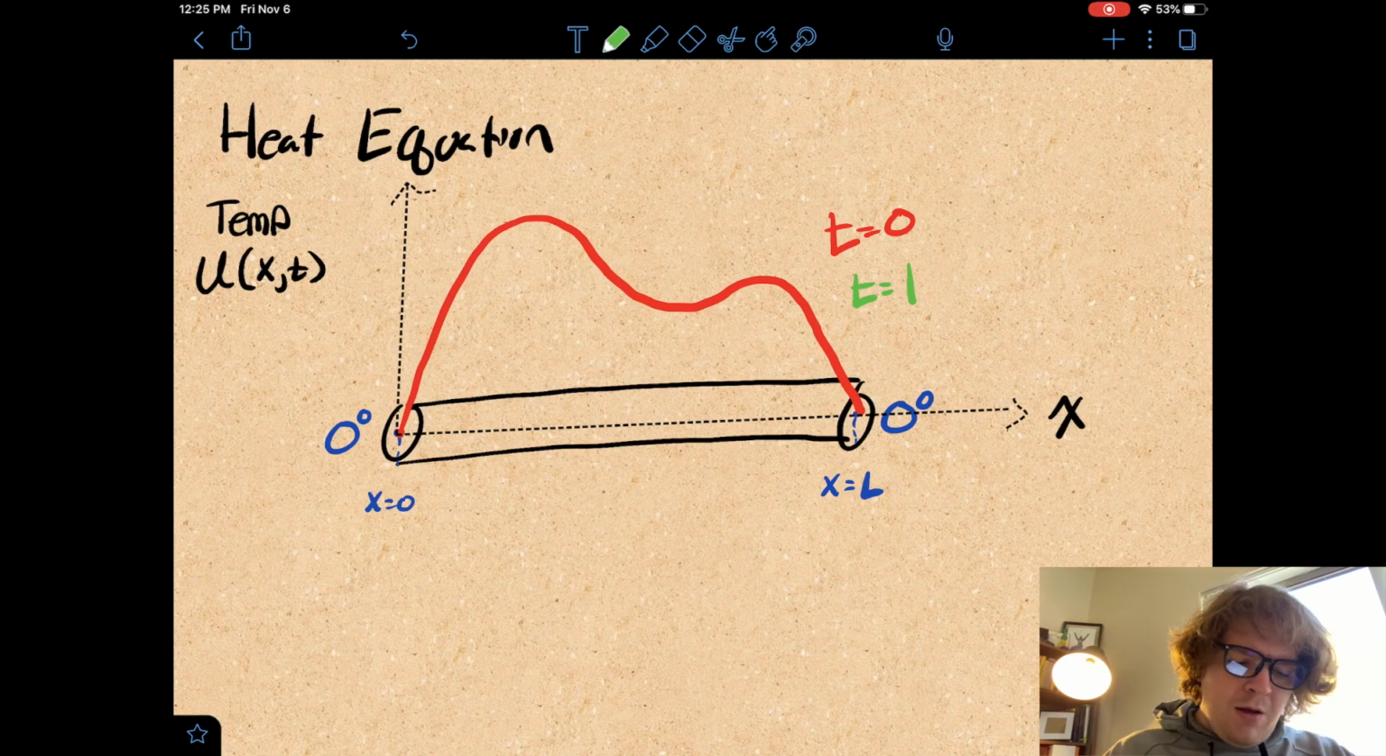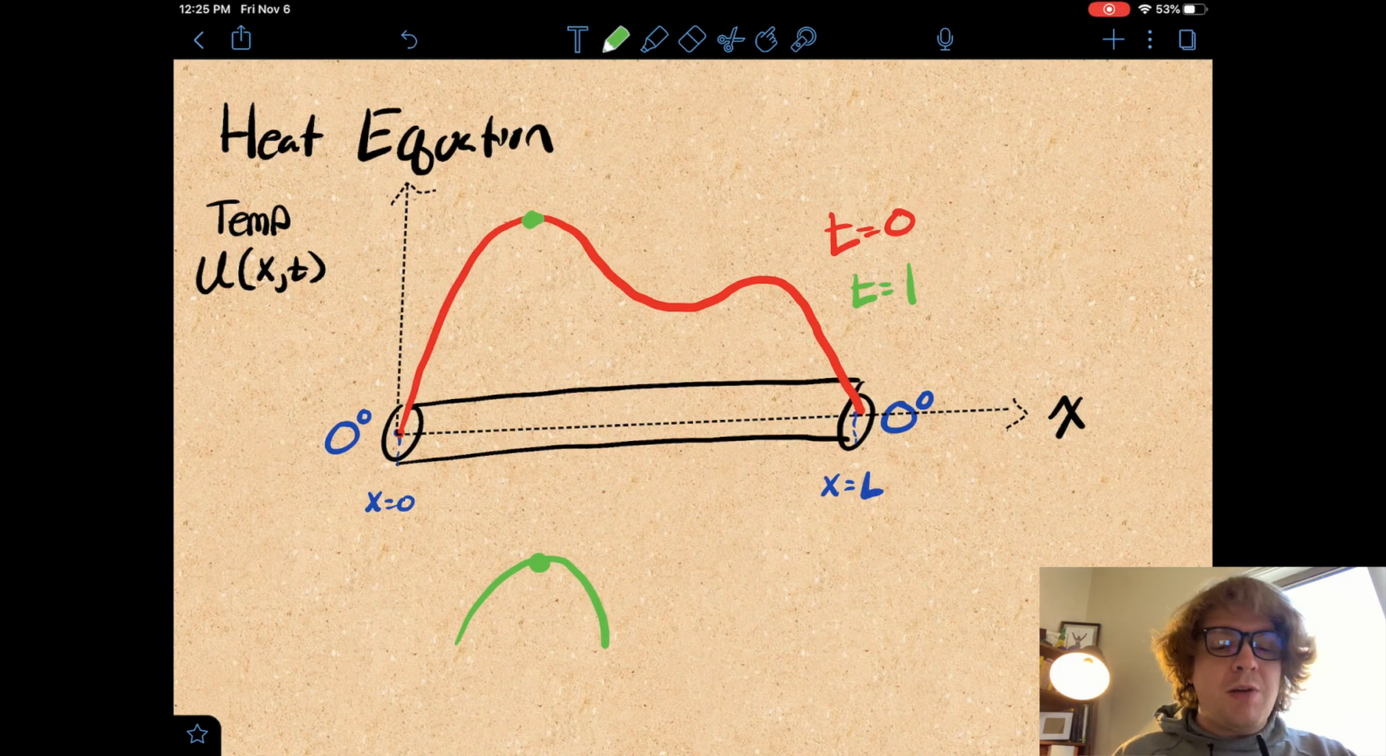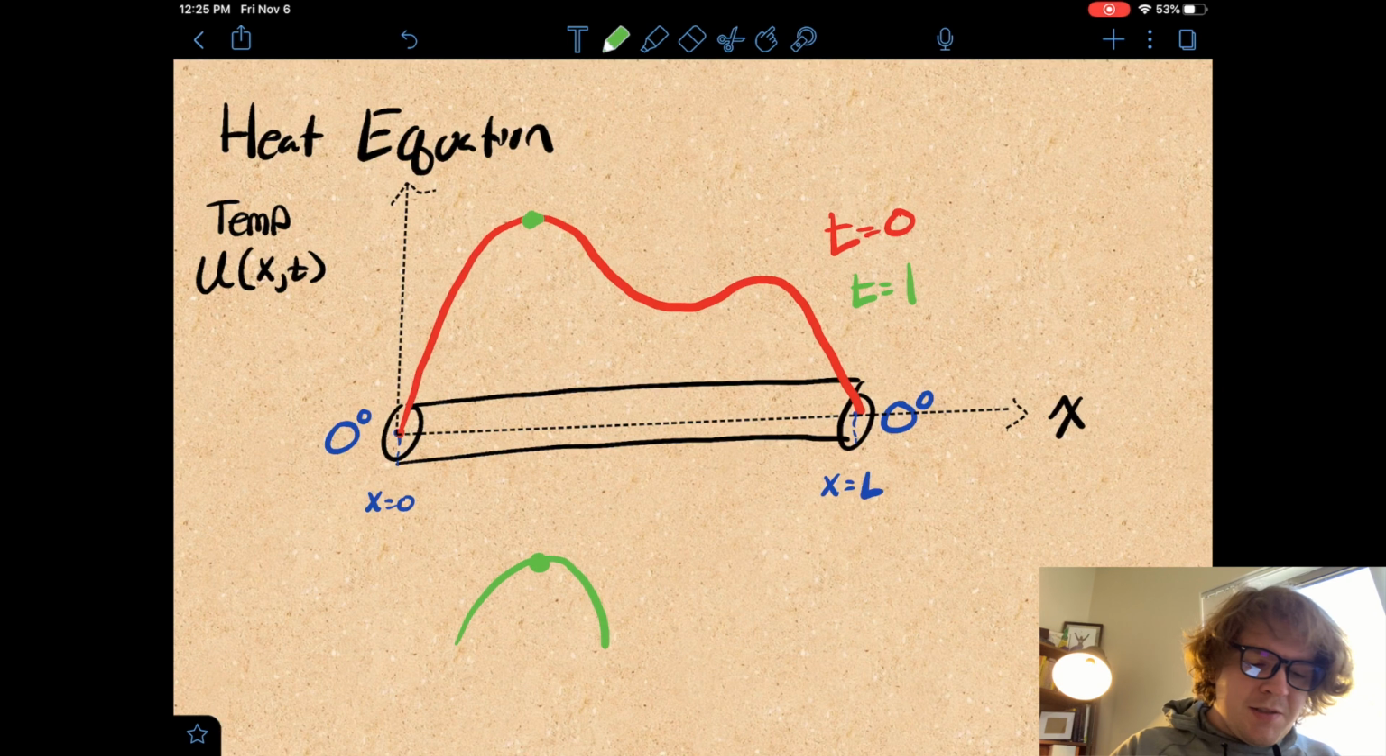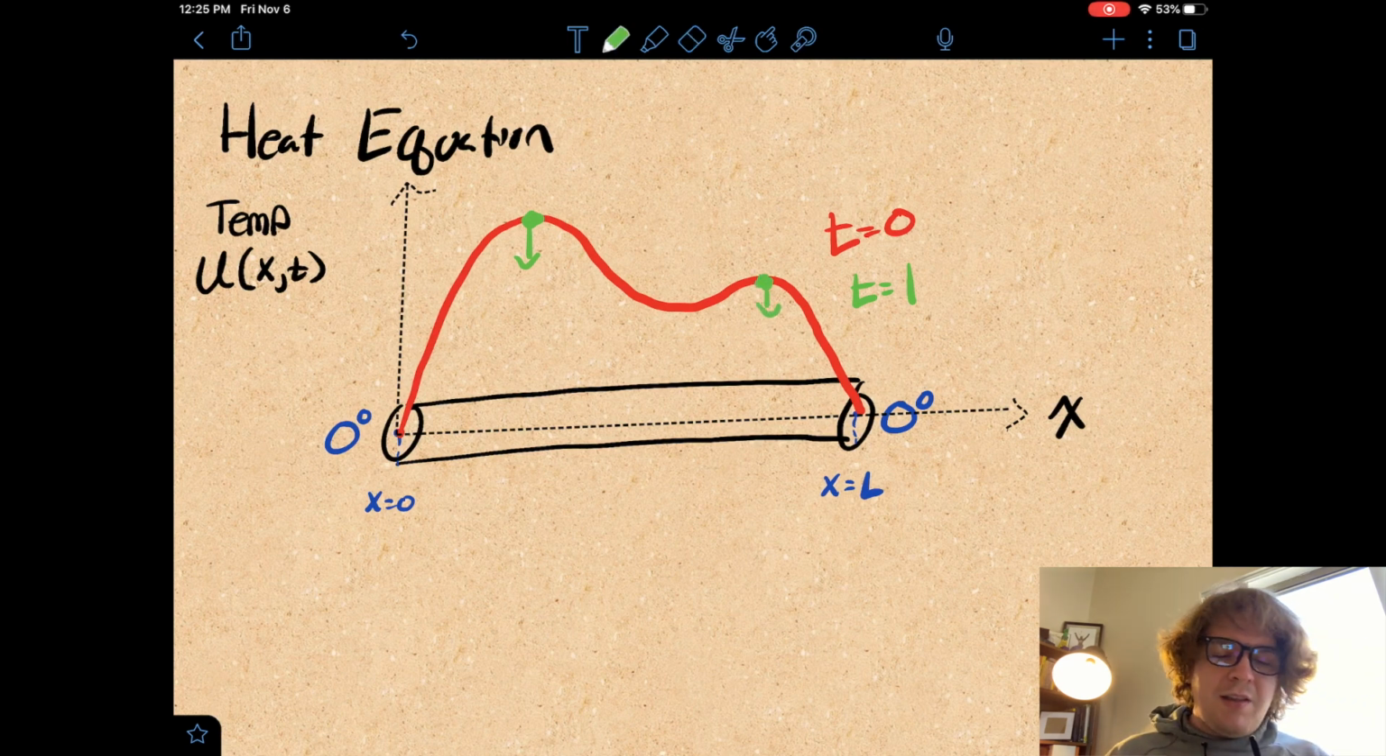Well, if I'm looking at a point like this one up here, I have a high temperature, and surrounding that high temperature is a bunch of low temperatures. So if I let time go on a little bit, it makes sense that the temperature up here is going to fall. And likewise, the temperature here is also going to fall. It's surrounded by slightly lower temperatures, so the temperature there is going to decrease.